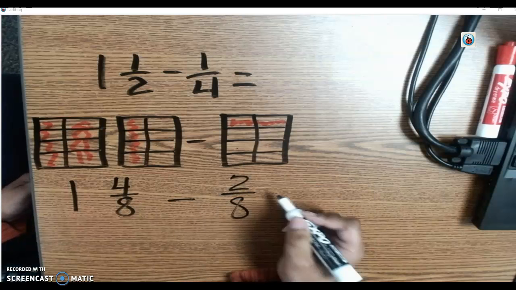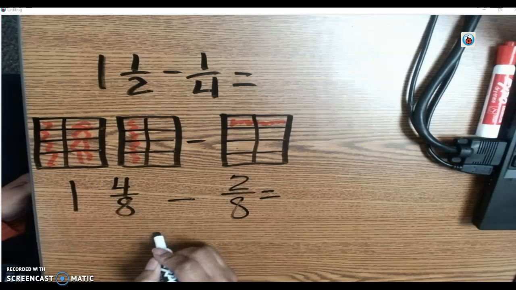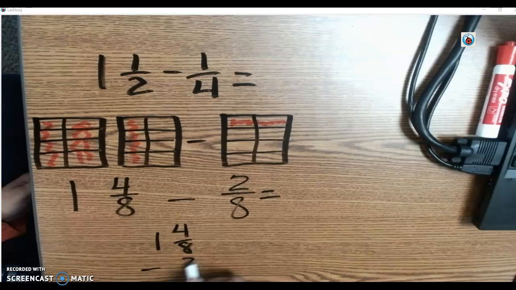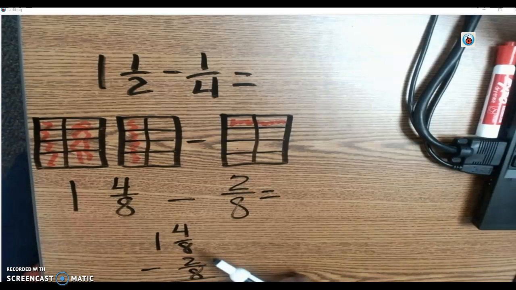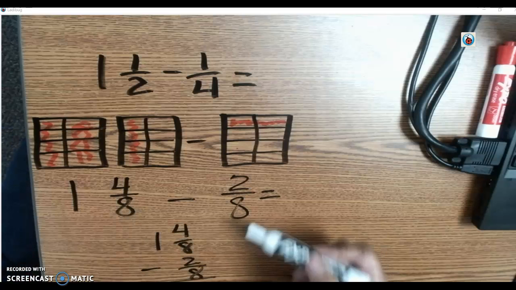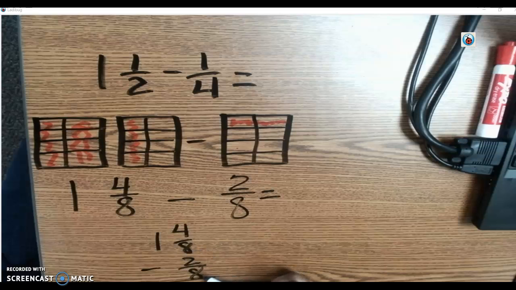So now we have 1 4/8 minus 2/8. So I know now I can subtract them because I have a common denominator, 8 and 8. So my denominator is going to be 8.